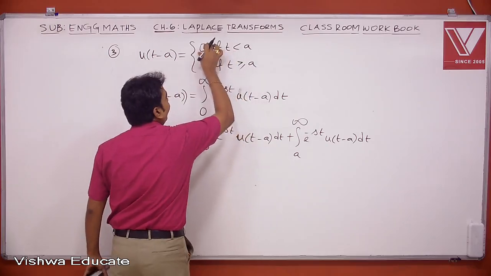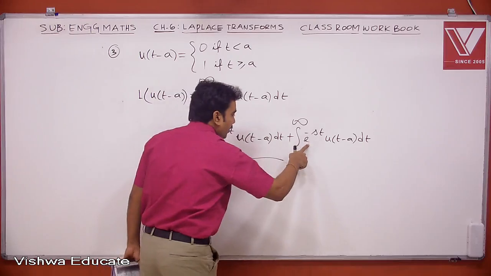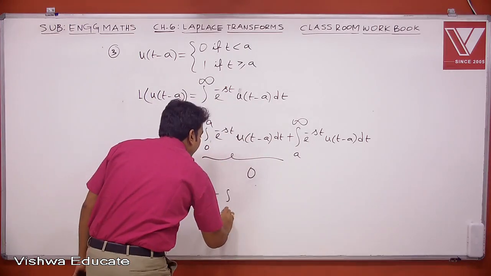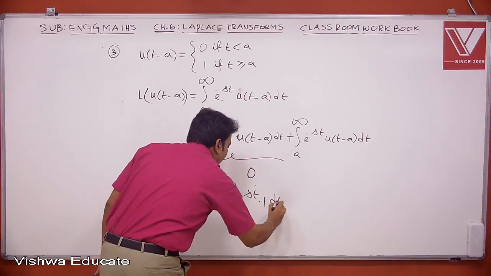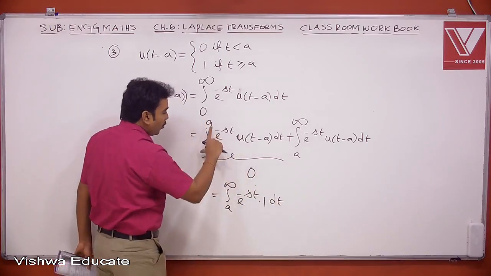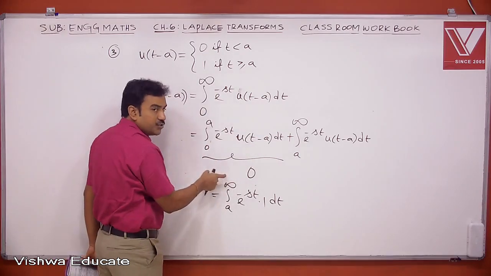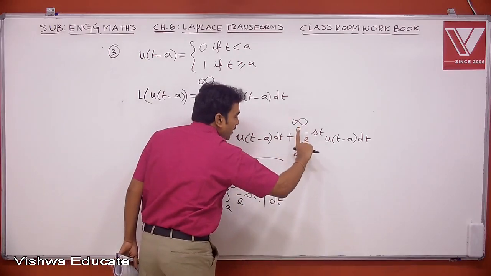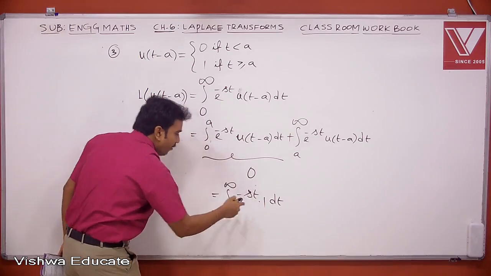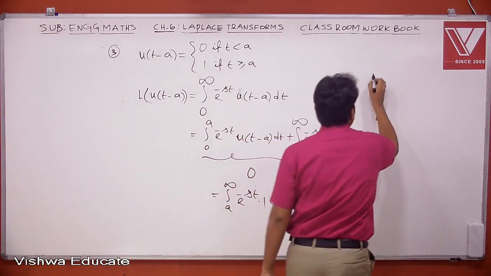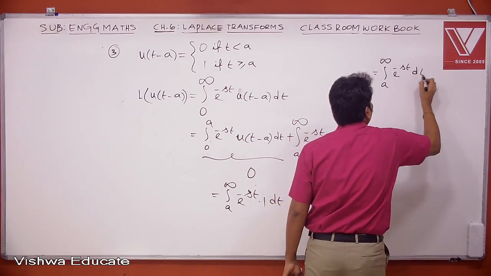Now below a the value is 0. So this integral will be anyhow 0. So we need to focus on this. Therefore this becomes integral a to infinity e power minus st into, here it is 1, dt. Why is this integral 0? Because below a the value of u of t minus a is 0. So this integral becomes 0. The rest of the integral will be above a, where the value becomes 1. Therefore u of t minus a is 1. Now it becomes a single integral. So this is integral a to infinity e power minus st dt.